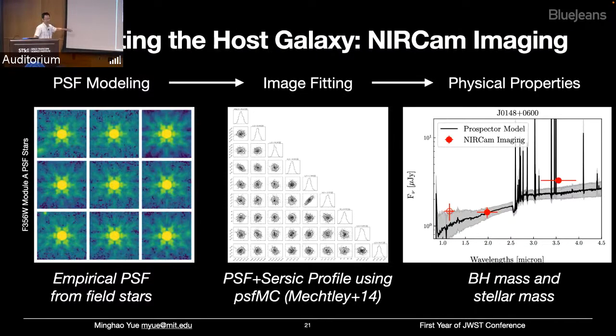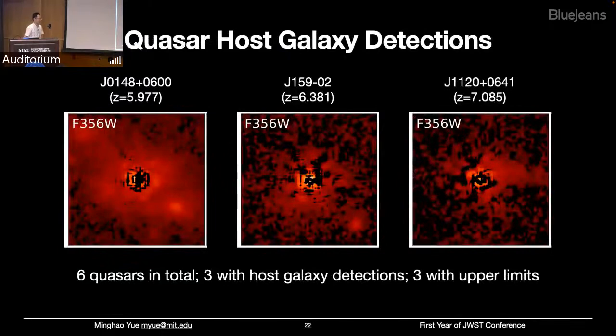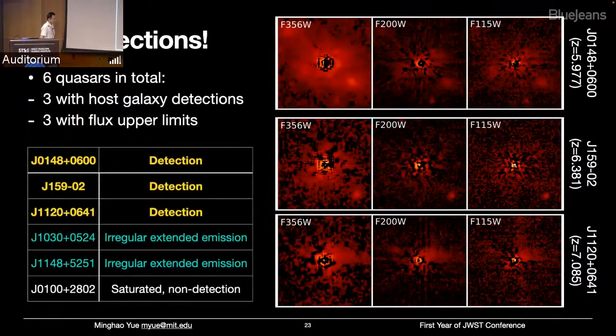Well, I would say this is by no means an easy task, but luckily it works, and we do see these beautiful quasar host galaxies. There are 6 quasars in the EIGER sample, and we successfully see the host galaxies for 3 of them, and here are the 3 quasars. If you are wondering what they look like in the other bands, this is what they look like. One pretty impressive point, to me at least, is that all the quasar host galaxies look pretty consistent in all the 3 bands. That's an indication that we are really seeing the emission from the host galaxy instead of some artifacts.